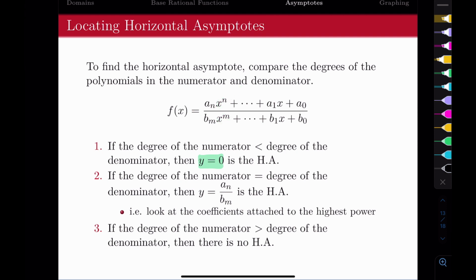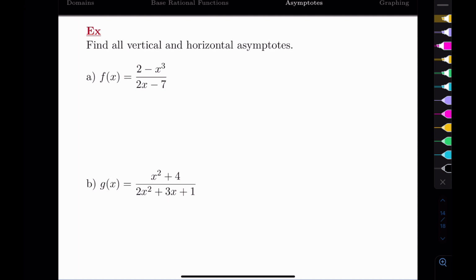In the case that they are exactly the same power, what we do is we just look at the numbers that are attached to them. And that's going to be our horizontal asymptote. And then in the final case, if the top is bigger than the bottom, then there's going to be no horizontal asymptote. So again, let's just jump into examples, and we're going to find all of our vertical and all of our horizontal asymptotes. So we're getting lots and lots of practice with these things.